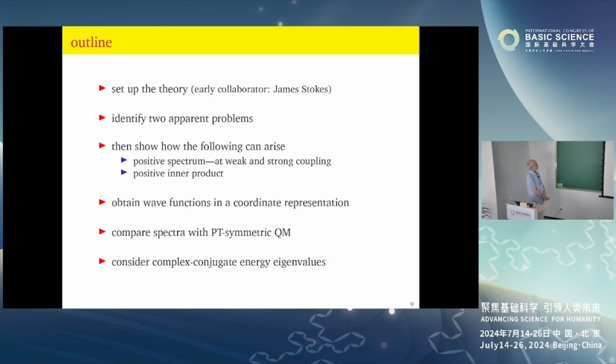For the outline of the rest of the talk, I'll set up the theory, identify two apparent problems, and then show how the following two things can arise: a positive spectrum at weak and strong coupling, and a positive inner product. And then three other topics I would like to get to. I'll show how to obtain wave functions in a coordinate representation. I can then compare spectra with PT-symmetric quantum mechanics. And finally, I will consider the case of complex conjugate energy eigenvalues.